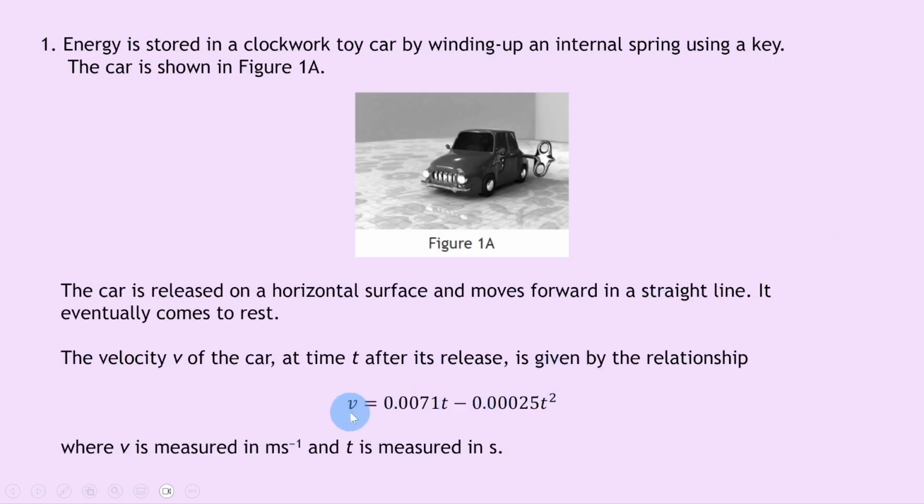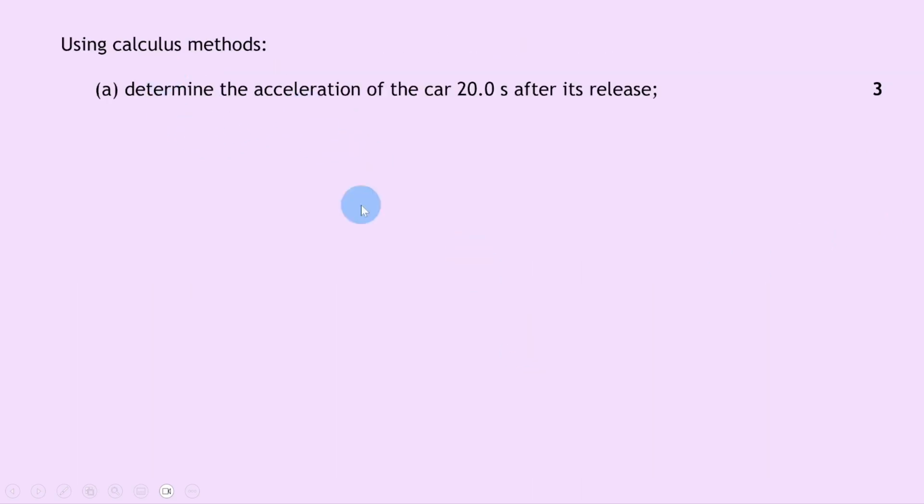It then says, using calculus methods for part A, determine the acceleration of the car 20.0 seconds after its release, and you'll see there's 3 marks available. Well, remember we're given an expression for velocity v, and we want to determine acceleration, so we're going to differentiate v with respect to time t.